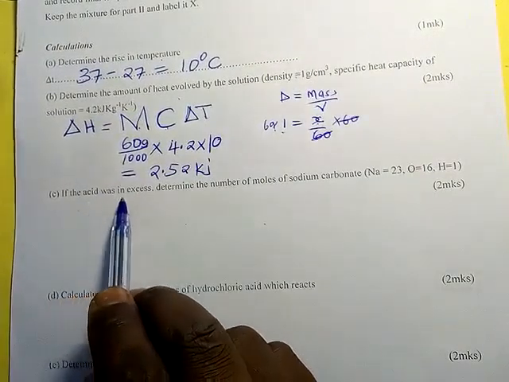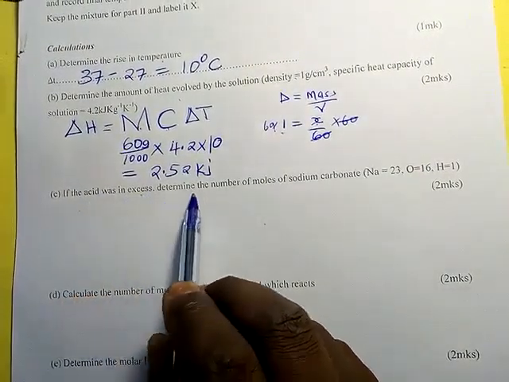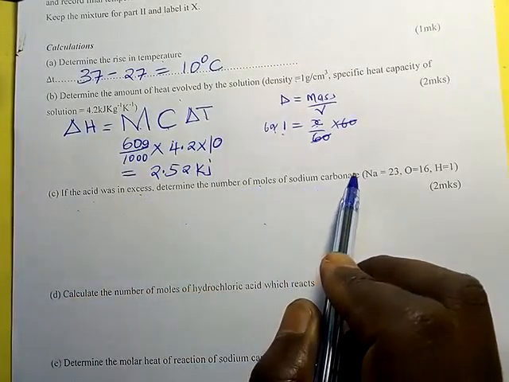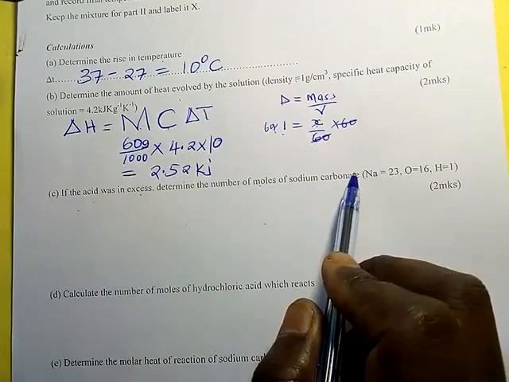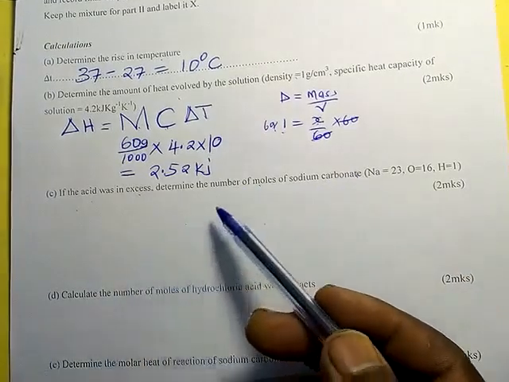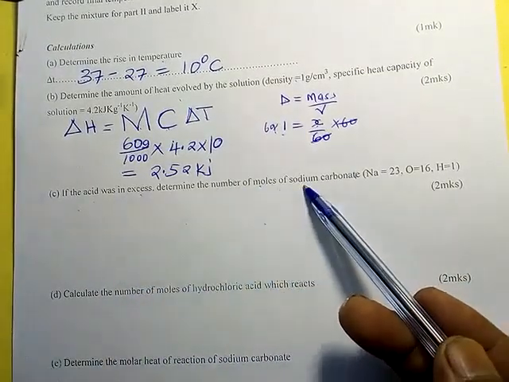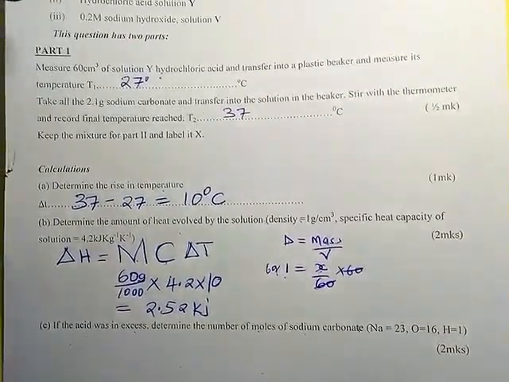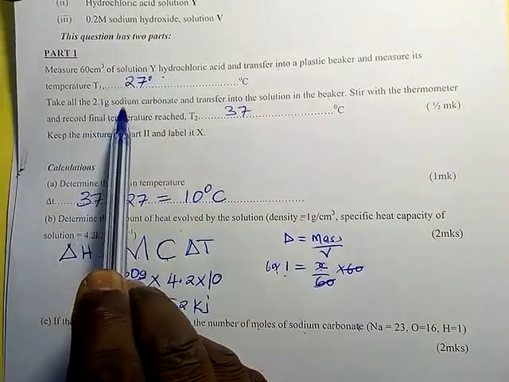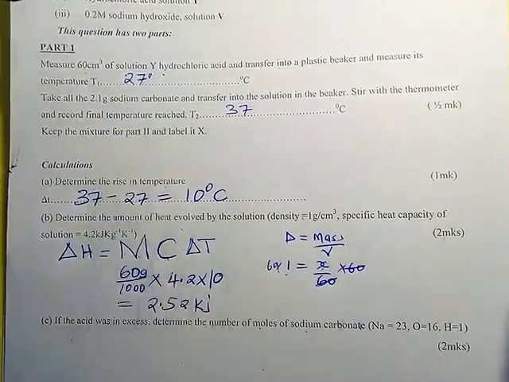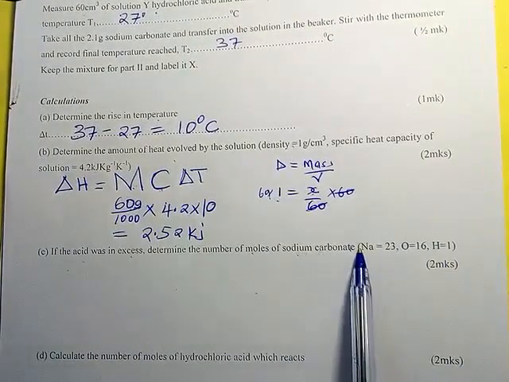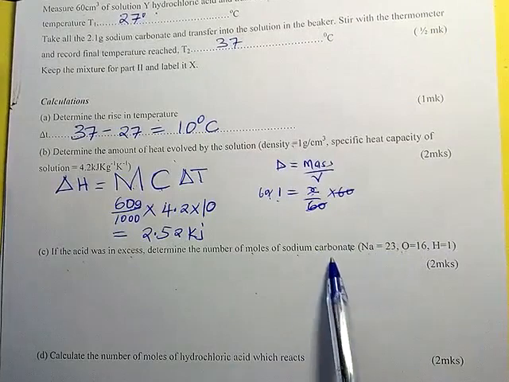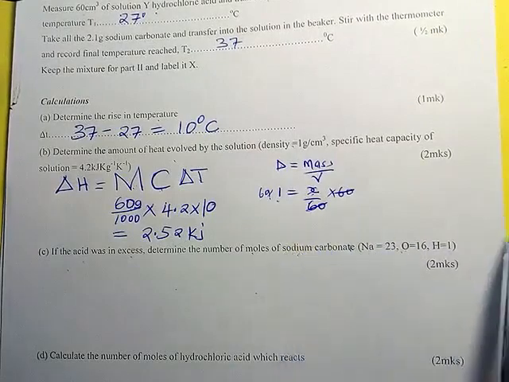If the acid was in excess, determine the number of moles of sodium carbonate. But we have the mass of the sodium carbonate, which was 2.1 grams. Having been given the RAM of each element, it means that we can get the RFM of sodium carbonate.